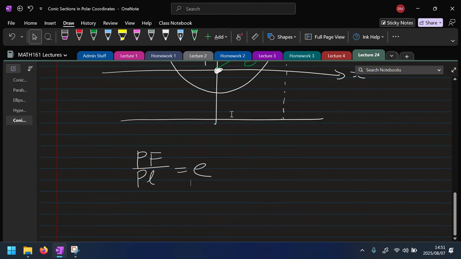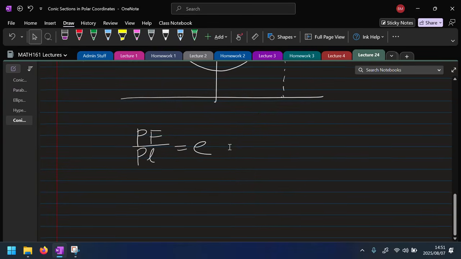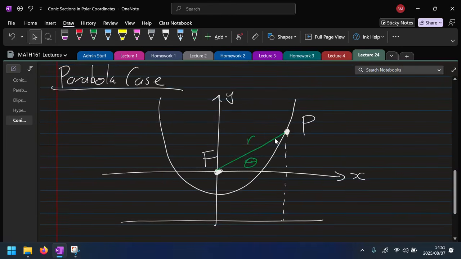Right, so for the parabola, this would be 1, but we're going to leave it like this for now, and then later we'll change it. Okay, so PF, what's that going to be? That's this hypotenuse line, so it'll just be the radius. Okay, what about PL? PL, that's going to be this y part, plus this bit underneath here.